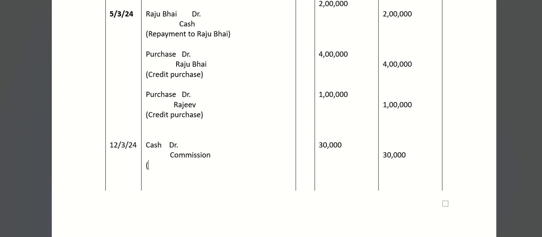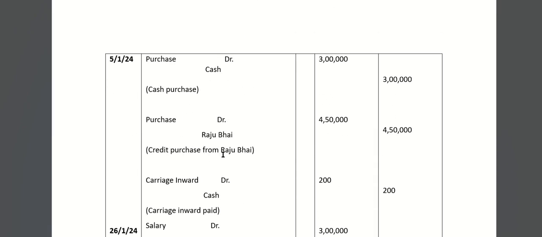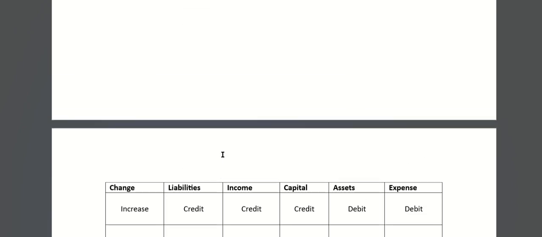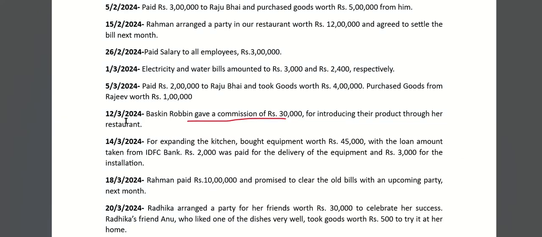Now we can write the narration as: commission received from, and just writing BR for basket order. You can write it as basket order. Remember, you can either write commission or commission received. If it is written commission received, it will be easier to understand because there are situations where we pay commission also. So it is better to write commission received. It's up to you, but don't get confused. Okay, now that transaction is over.